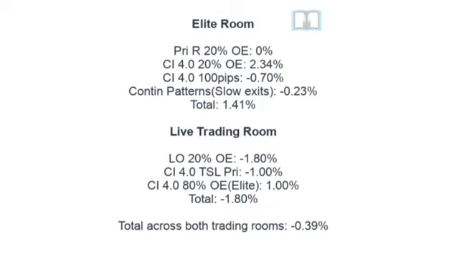When we put them both together, the elite room and the live trading room, the total we get from both rooms is minus 0.39%. So that's less than 0.5% down on this week's trading, which is good with the number of trades that we have taken, and there were some good moves on there. So, once we start capturing some of these longer moves and the bigger moves, then we can see some of this profit coming back in our direction. Okay, so that concludes the market update for this week.